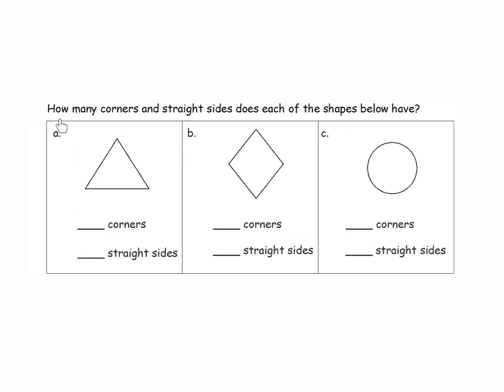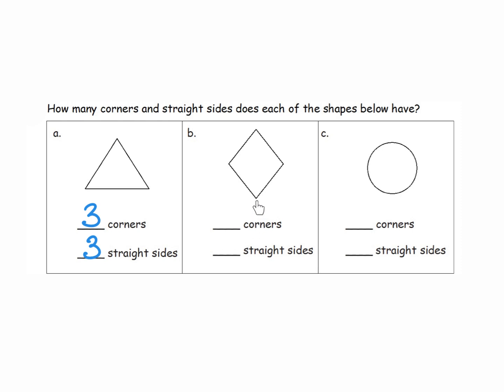For this activity, we're going to see how many corners and straight sides each of the shapes below have. So first we're going to do corners. Go 1, 2, 3. So we're going to write a 3 in there. And then for straight sides, we're going to go 1, 2, 3. So on a triangle, that is what we'll have: 3 corners and 3 straight sides.